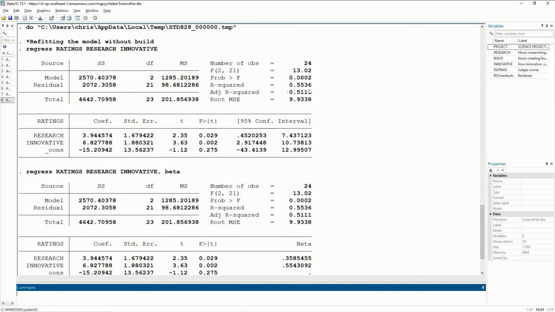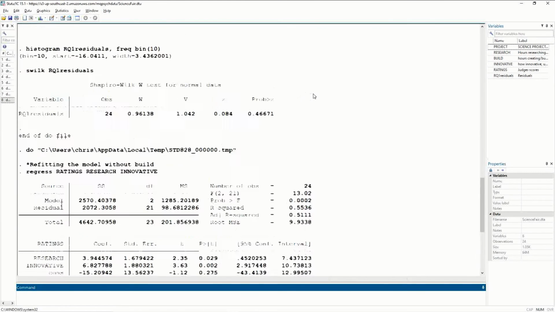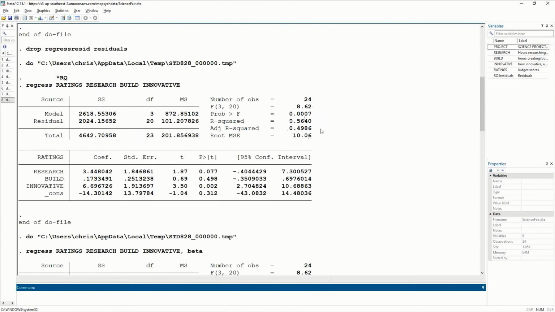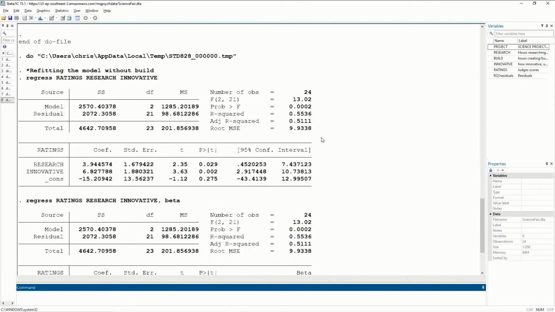Our R-squared drops to 0.55. Our p-value is still significant and our F increases. So remember I said by adding in variables, it becomes harder to find significant effects. I know that we haven't spoken about F statistics, but the larger the F, the more significant the p-value, generally speaking. Our R-squared has dropped a little bit, it's 0.55, whereas before it was 0.56. It's only dropped a little bit, not too much.